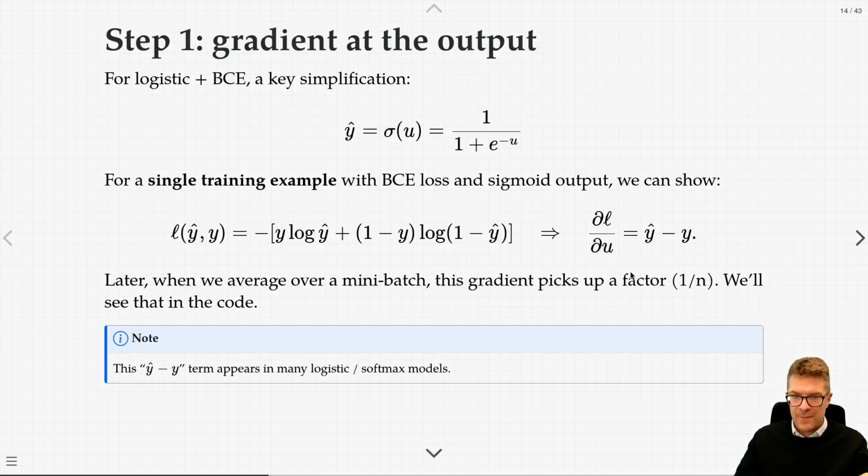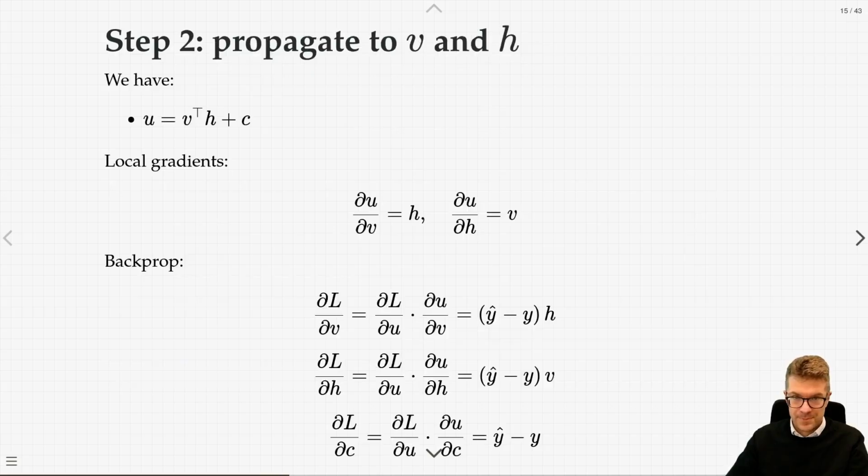Because we're doing logistic regression, this y hat minus y term will appear in a lot of different scenarios, not just the specific one we're implementing right now, but even softmax models as well. So we're going to keep on propagating backwards to v and to h. So u was the input to our last sigmoid function. That was just a linear combination of h. We have local gradients. So what is the derivative of u with regards to v? It's just h. What is the derivative of u with regards to h? It's just v. And what is the derivative of u with regards to c? It's just 1, which is not shown here.